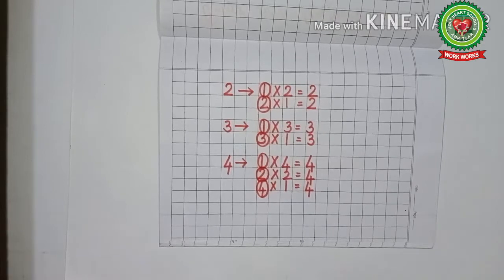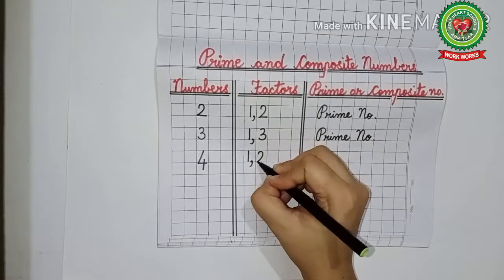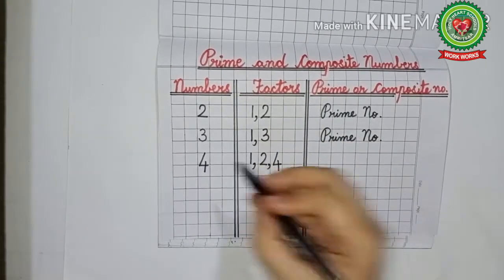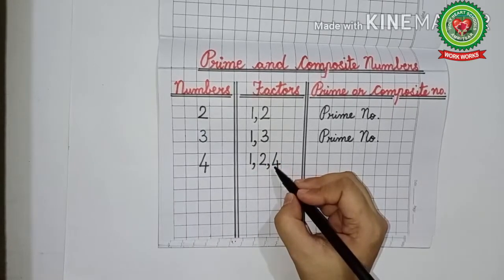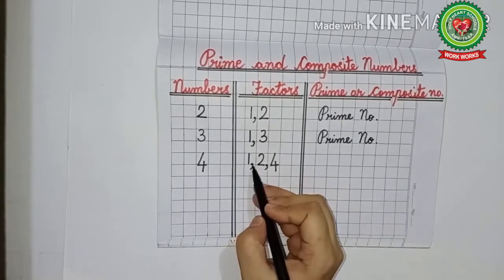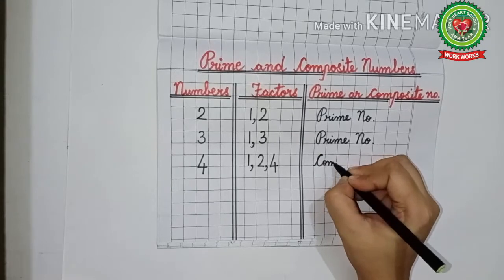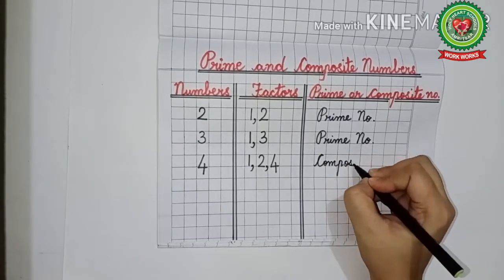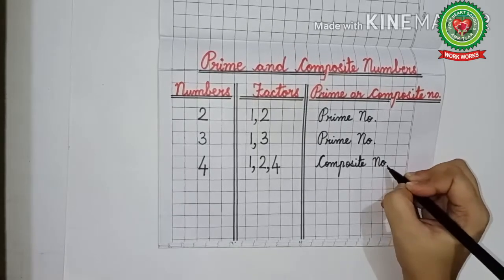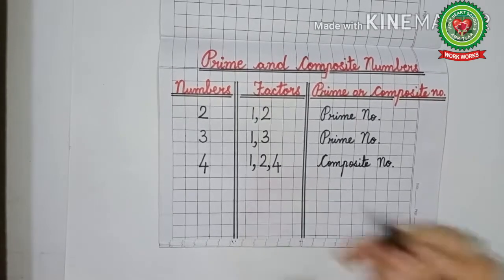So 4 has how many factors? 3 factors. 1, 2 and the number itself. Now 4 has more than 2 factors. So when any number is having more than 2 factors, it is a composite number. So 4 is which number? 4 is a composite number. Remember students again that any number which has more than 2 factors is a composite number.